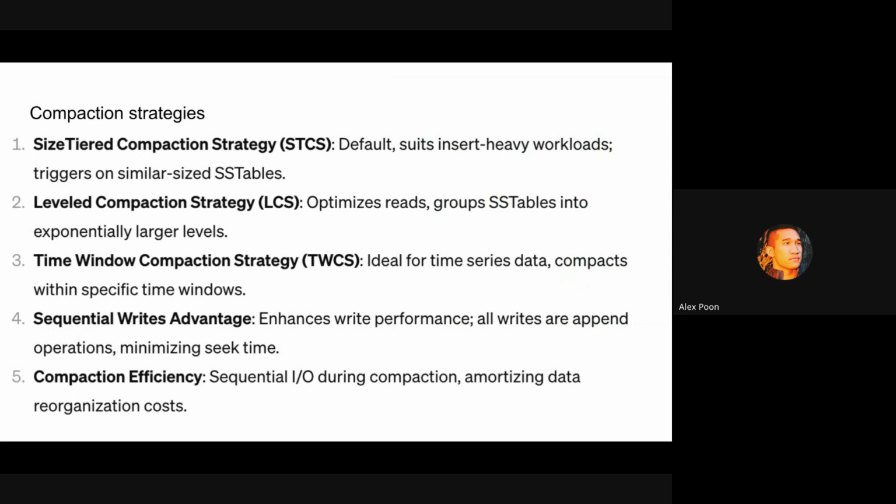Third, we have the time window compaction strategy. This is designed to work on time series data. It compacts SSTables within a configured time window. This strategy is ideal for time series data, which is immutable after a fixed time interval.